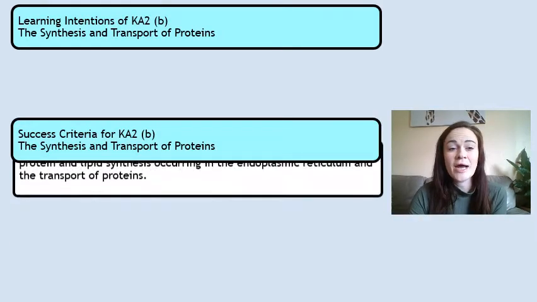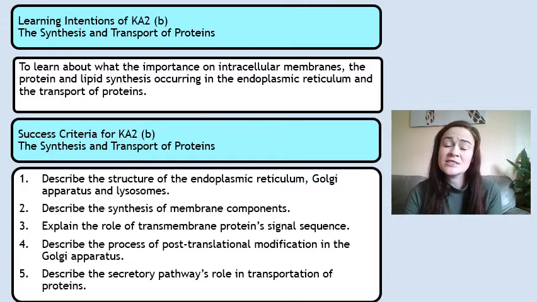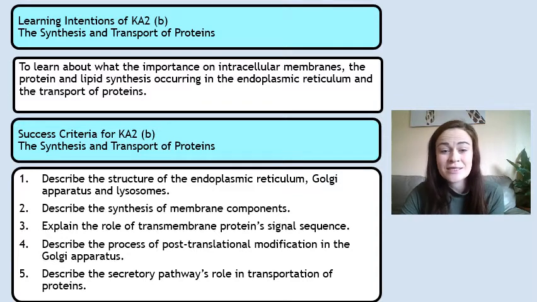So what we're trying to do is learn about the importance of intracellular membranes in eukaryotes, the protein and lipid synthesis that occurs in the endoplasmic reticulum, and also the transport of proteins. We'll be looking at stuff like the Golgi apparatus, lysosomes, the transmembrane protein signal sequence, which is important, and post-translational modification that occurs in the Golgi apparatus.